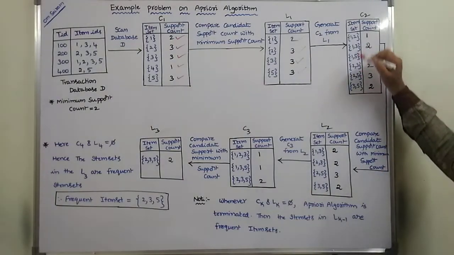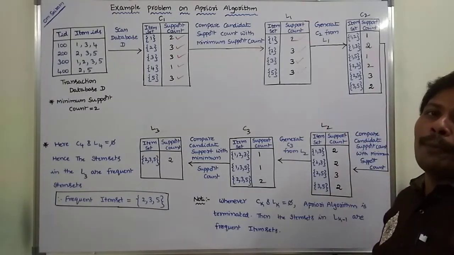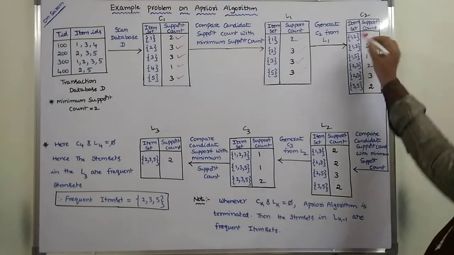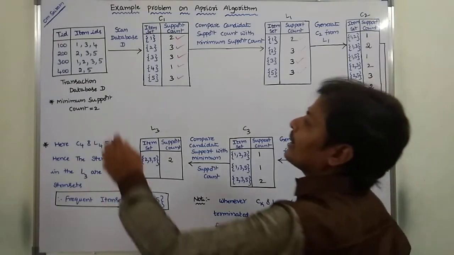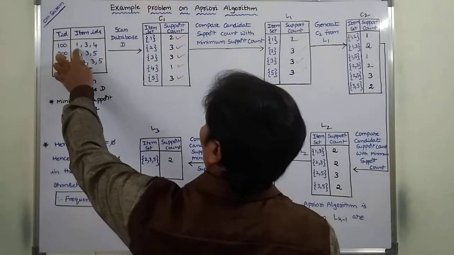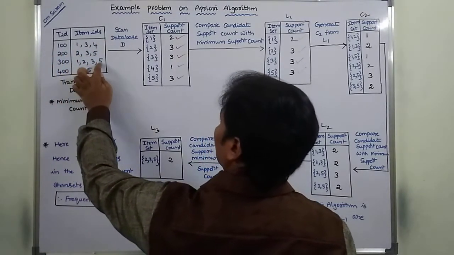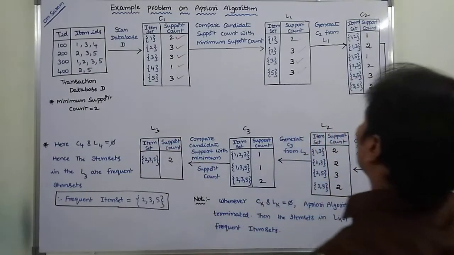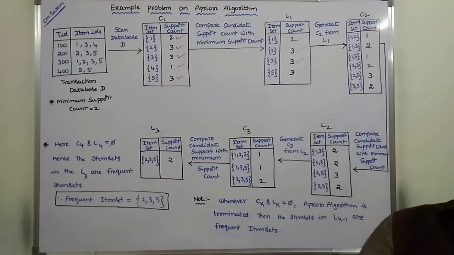Now how many times does each exist in the transactional database? We have to find the support count of each and every item set. First, 1, 2: how many times are items 1 and 2 purchased together? It is present only one time.